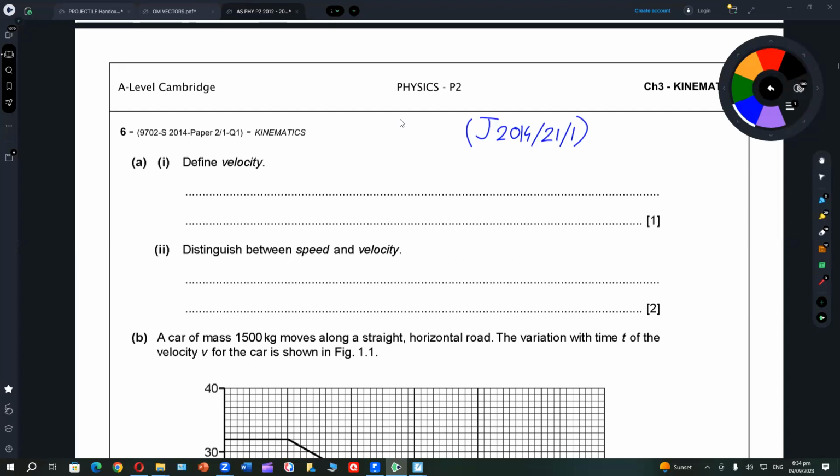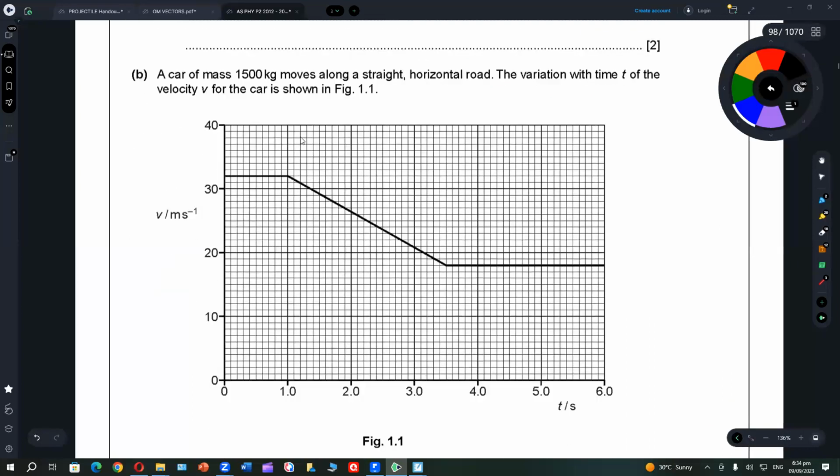Define velocity. Velocity is the rate of change of displacement. Distinguish between speed and velocity. Everyone knows from O level that speed is a scalar and velocity is a vector. So I take up this question myself, the easy one. And now I am here on the graph.